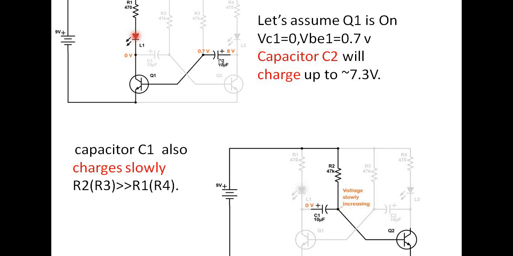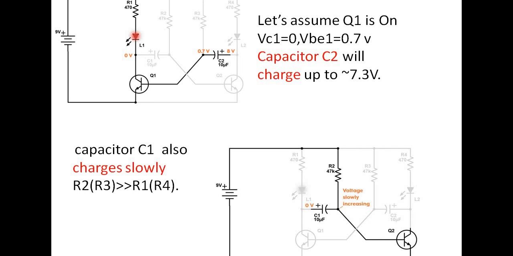So if you observe this capacitor, C2, at one end we have 0.7, at the other end we have plus 8 volts. So the voltage difference between these two is 7.3 volts. So the capacitor is holding a voltage of 7.3 volts.